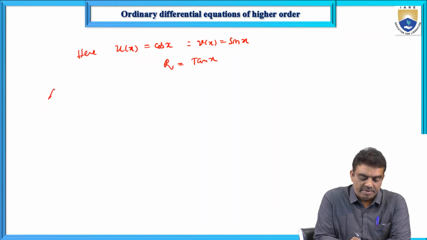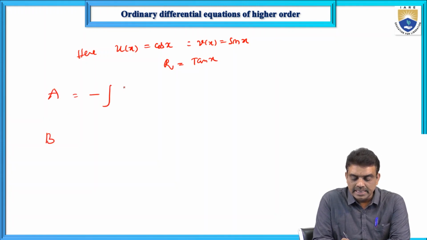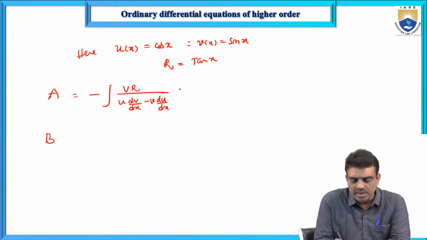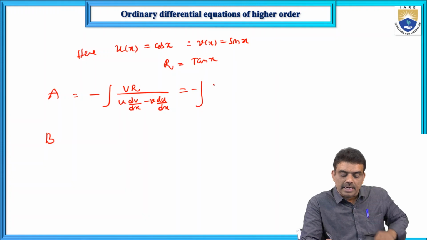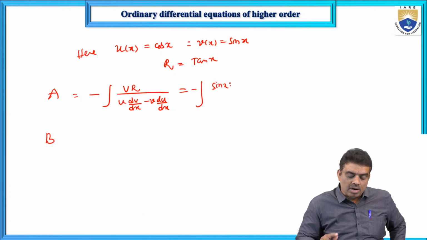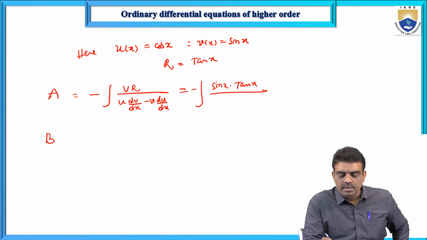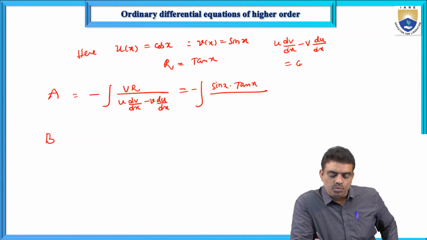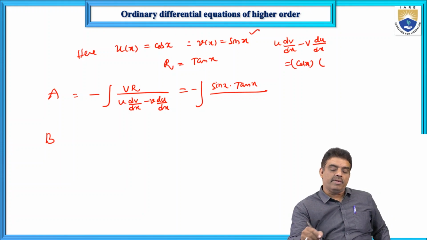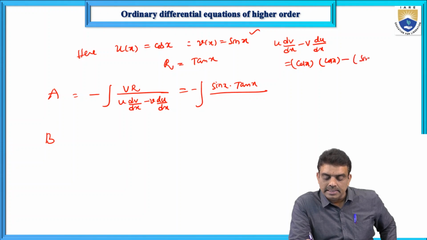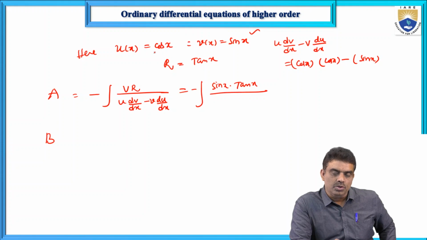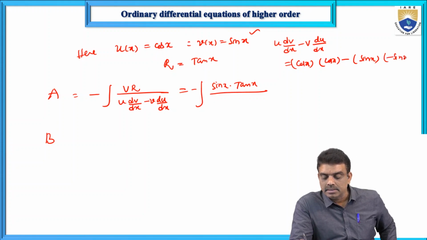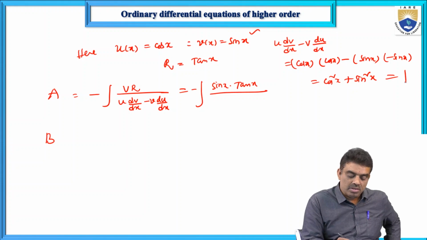Now our aim is to find the a and b values. So what is the a value? Minus integral v into r by (u dv/dx minus v du/dx). That is minus integral, v means sin x, and r of x is tan x, by, so you calculate initially u dv/dx minus v du/dx. What is u? u means cos x, and dv/dx, sin x derivative, that is also cos x, minus v, that is sin x, and du/dx. So u is cos x, du/dx is minus sin x. So that is cos square x plus sin square x, which is equal to 1. So the denominator is 1.